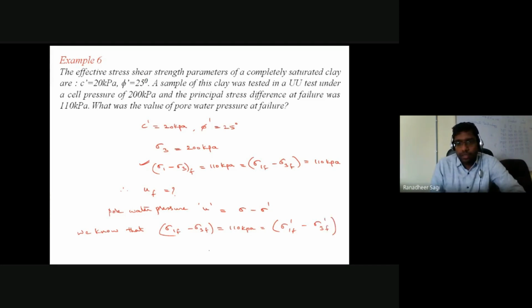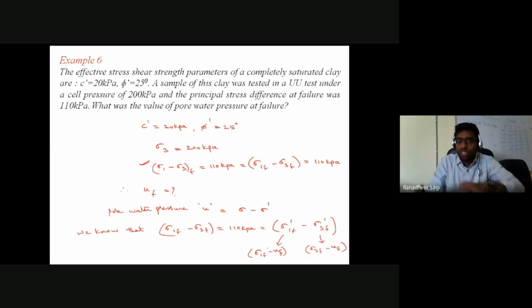How am I writing it? Sigma 1 dash at failure means sigma 1 at failure minus the pore water pressure at the failure of the soil sample. Minus sigma 3 dash at failure, which I can write as sigma 3 at failure minus the pore water pressure at the failure of the soil sample. So sigma 1 dash at failure is sigma 1 at failure minus the pore water pressure at failure, and sigma 3 dash at failure is sigma 3 at failure minus the pore water pressure at failure.